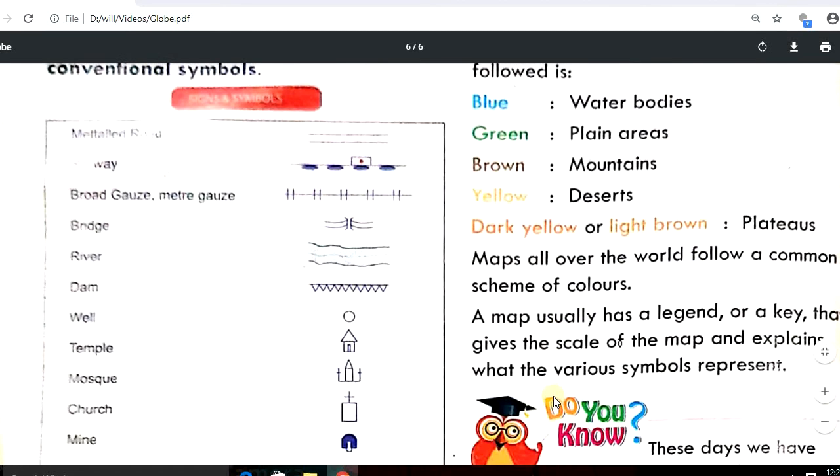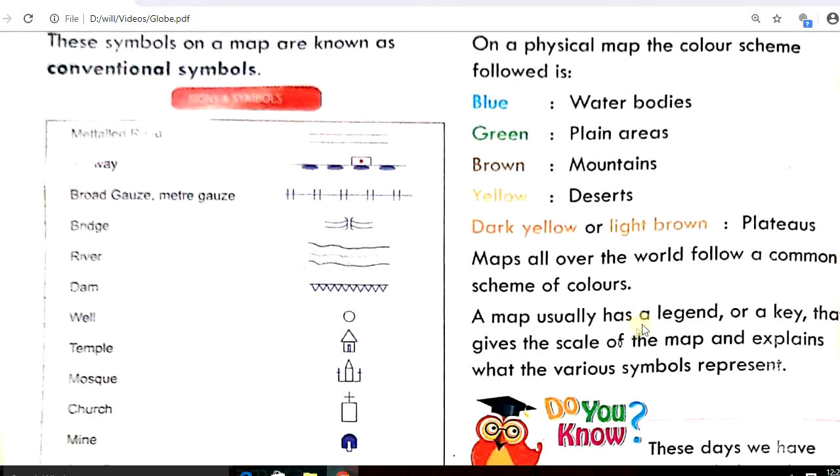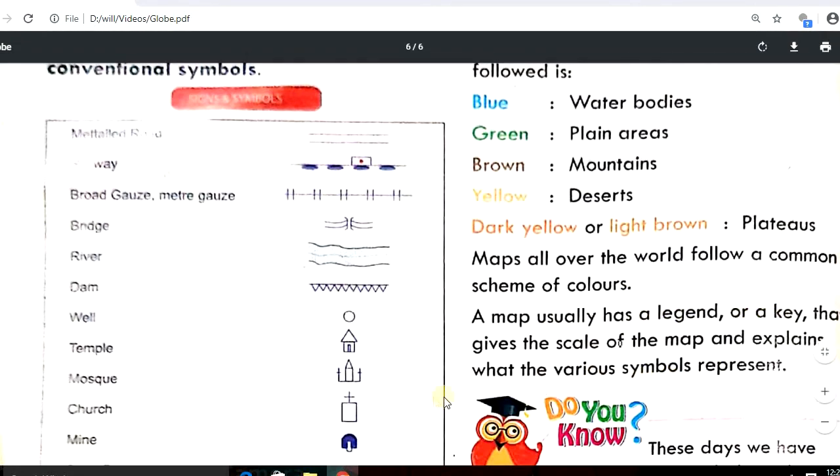A map usually has a legend or a key that gives the scale of the map and explains what the various symbols represent.